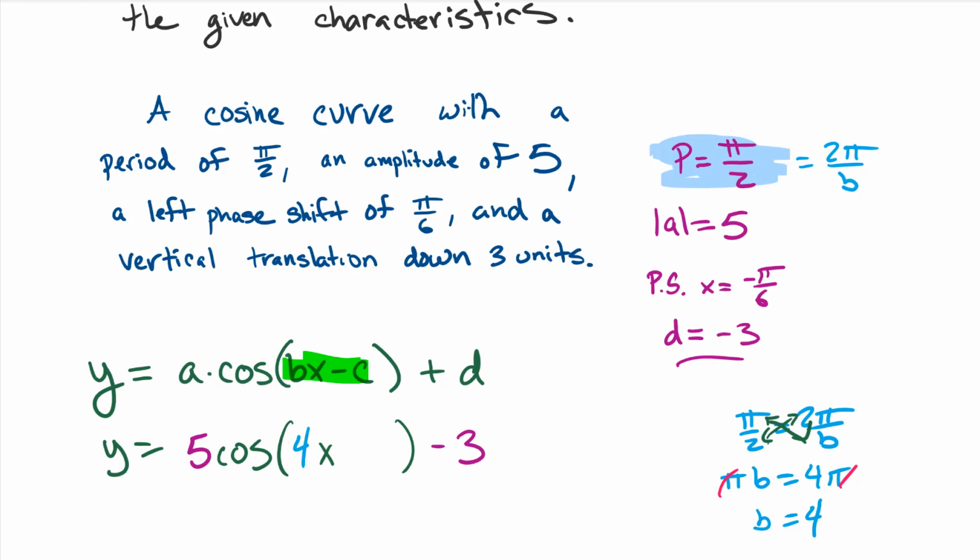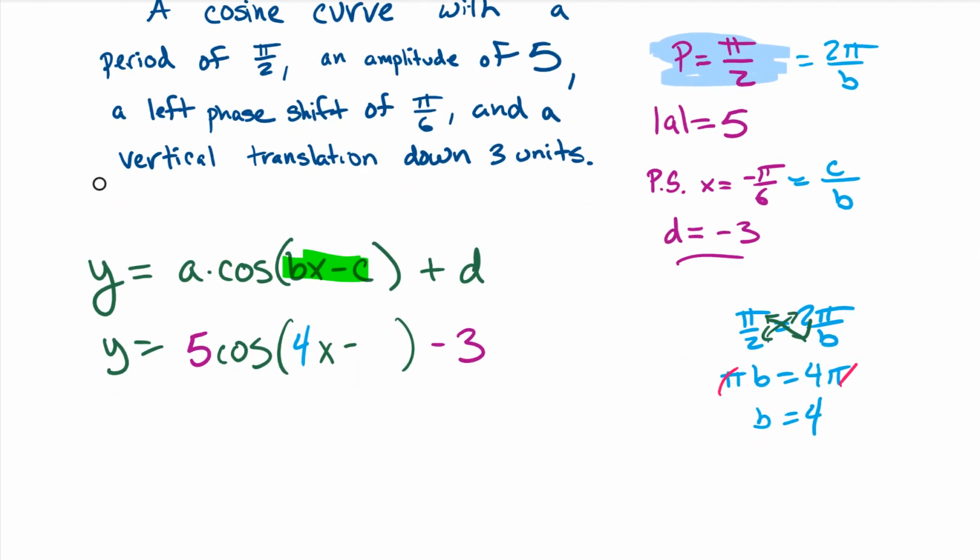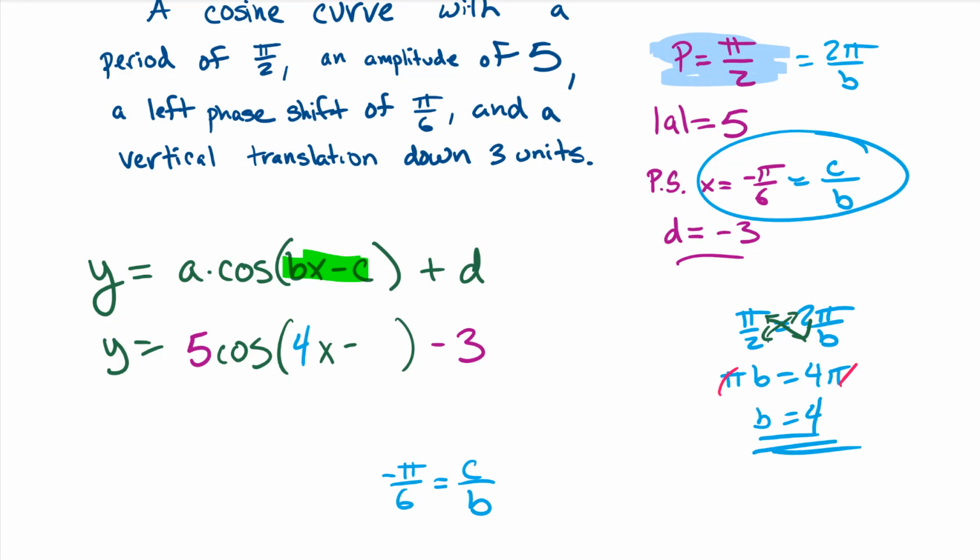Oh shoot, now we gotta go get c. How are we gonna get this? Well, you're gonna look at your formulas. The phase shift, that's just c over b. So let's go up and solve this thing. Negative pi over 6 is equal to c over b. But we already know b. It's equal to 4. Oh, cool.